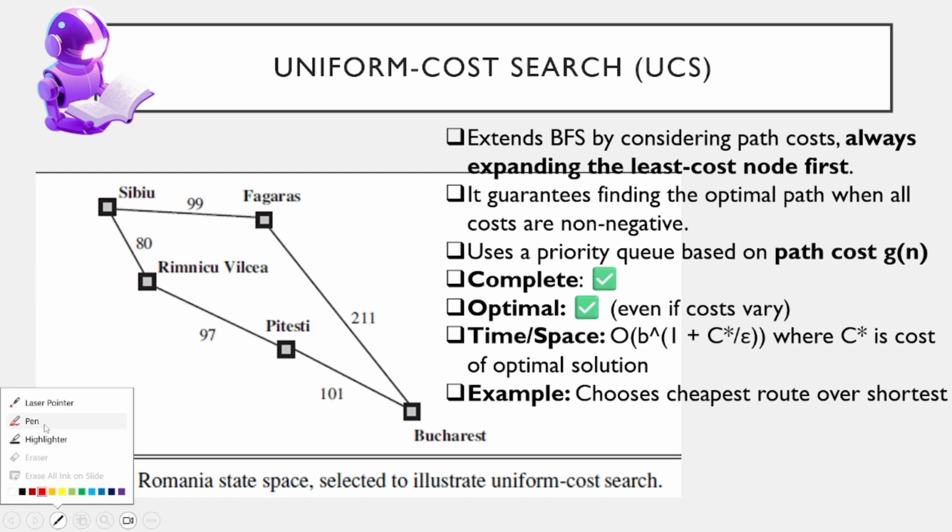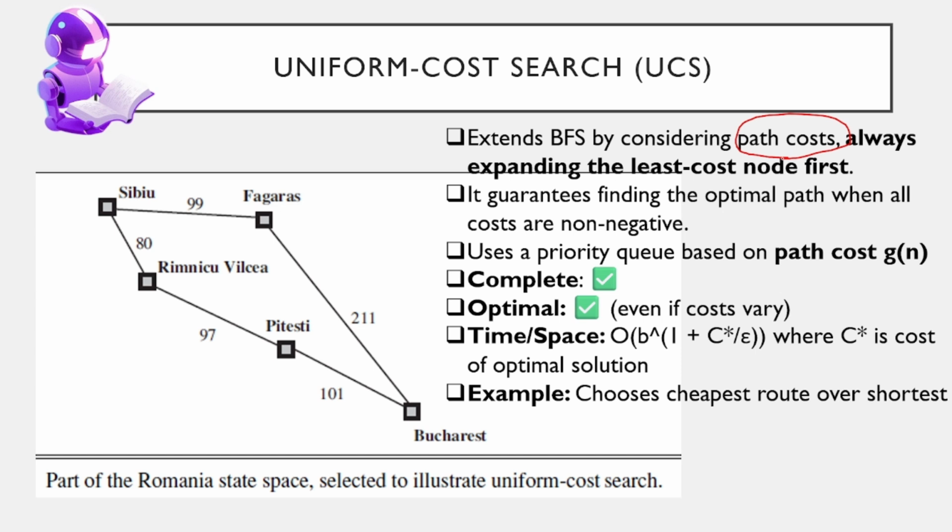So, what is it trying to do? It is considering the path cost, always expanding the least cost node first. This is the key shift in thinking. It's not about how many steps you have taken, but how much those steps have cost you cumulatively.